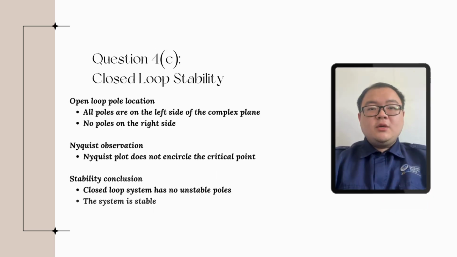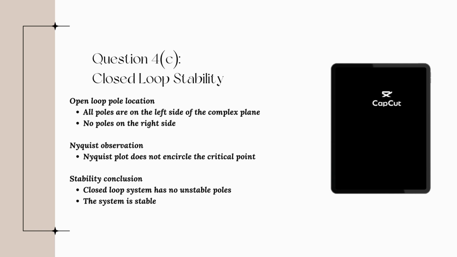For question 4, part C, we are asked to evaluate the stability of the closed loop system. All open loop poles are located on the left side of the complex plane. So, from the Nyquist plot, it is observed that there is no encirclement of the critical point. Therefore, the closed loop system is stable.